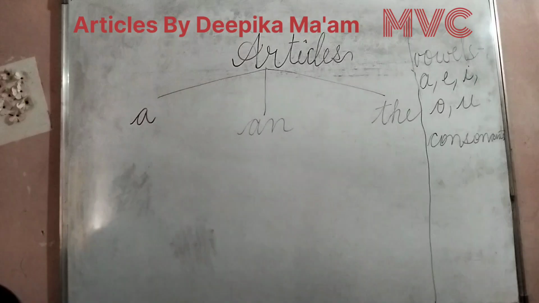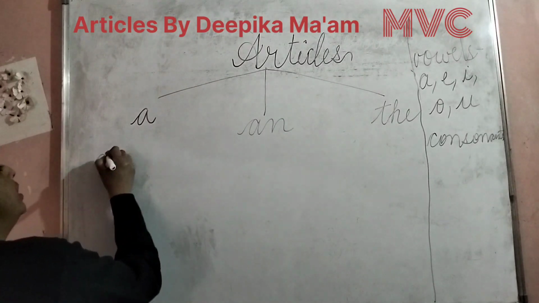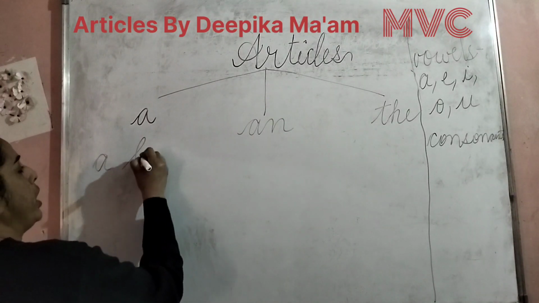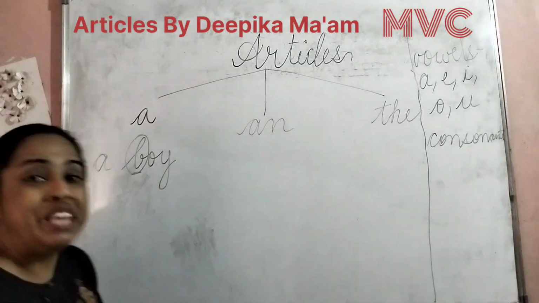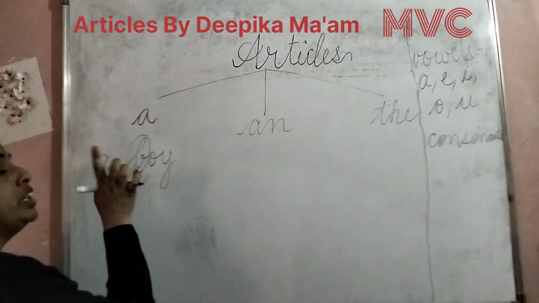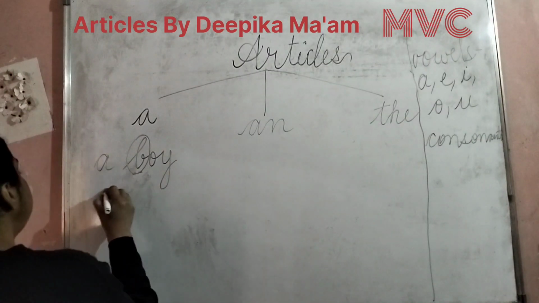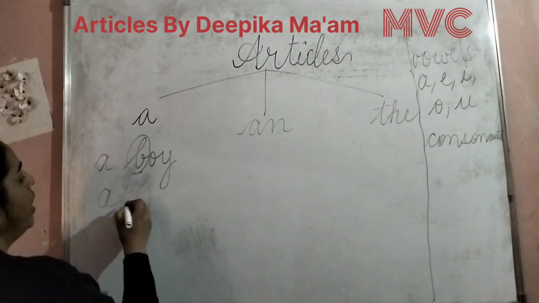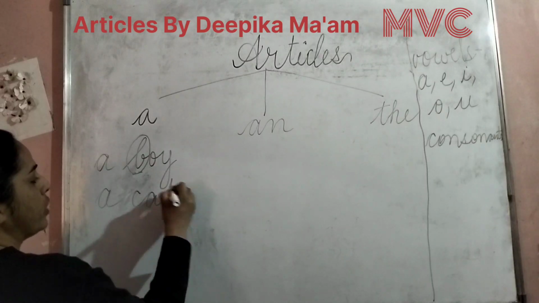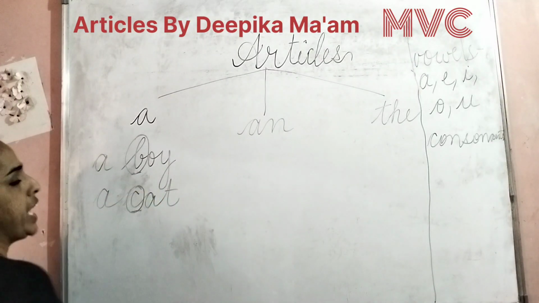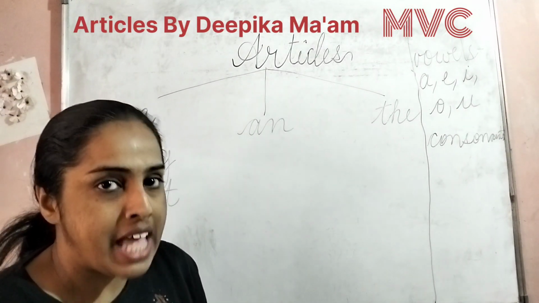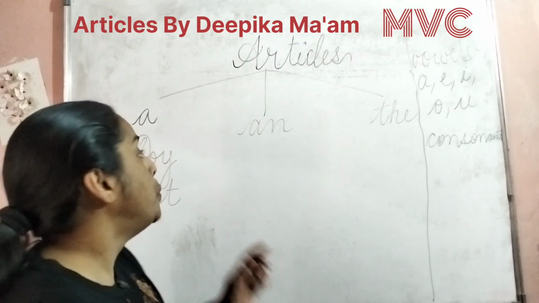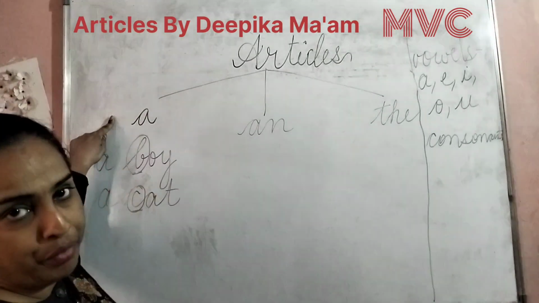Let's see it with example. As I said, a boy. So, boy is starting with B. B sound, which is not a vowel. A cat. Now, cat is starting with C, which is again not a vowel. It should not start with a vowel sound and it should be singular, will be prefixed with a.